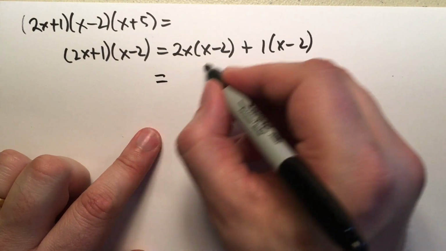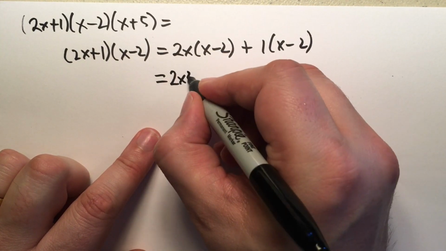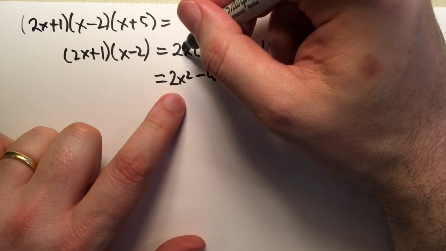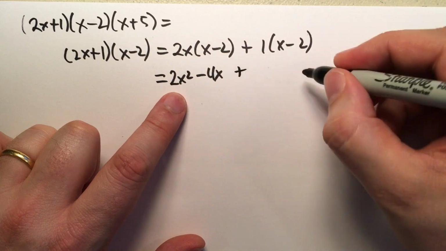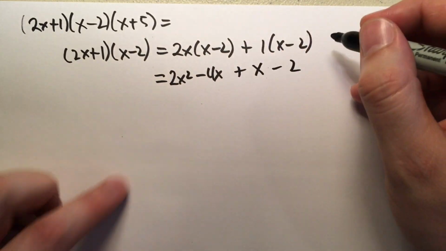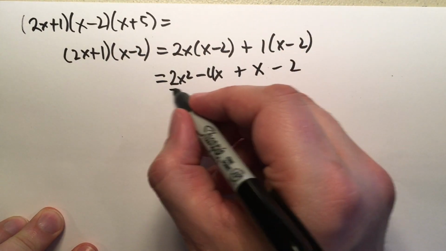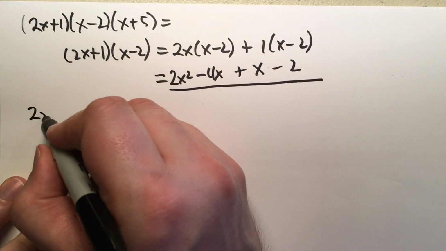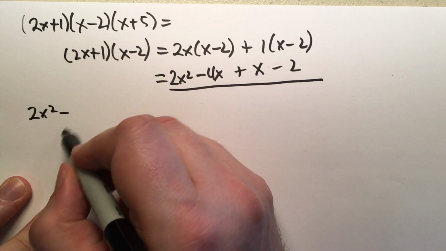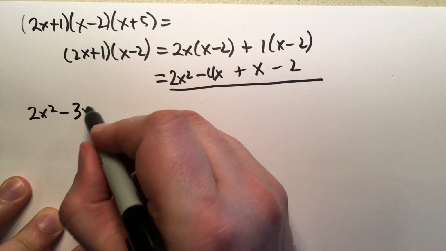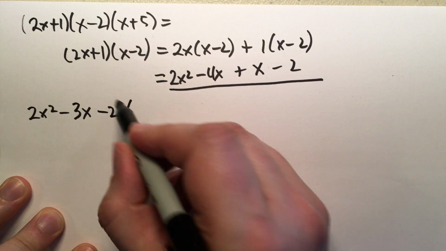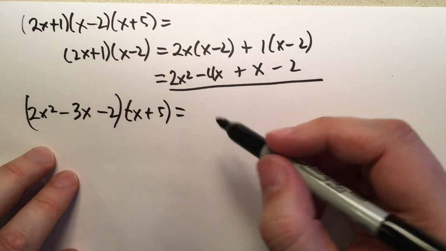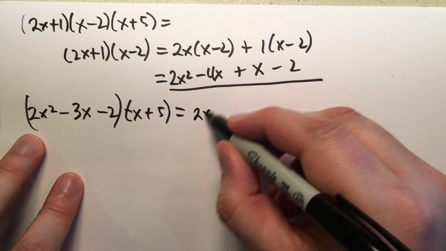And we factor those out, so we have 2x squared minus 4x, because 2x times x is 2x squared, and 2x times 2 is 4x. So then we have an x minus 2, because that's just 1 times x minus 2. Okay. Let's take this mess and multiply by x plus 5. So let's write 2x squared minus 4x plus x, that's just minus 3x, minus 2 times x plus 5. So we have 2x squared times x plus 5.